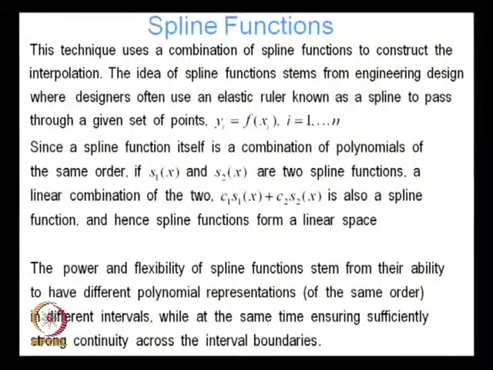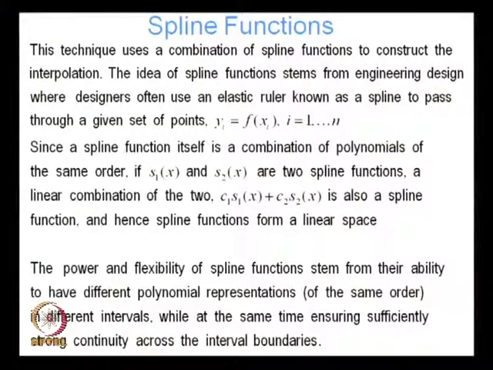And these basis functions are independent. So we have different cubic polynomials, different basis functions in different intervals. The only difference with the type of basis functions that we were considering earlier is that these basis functions have local support. So they are defined over small intervals, not over the entire domain, and the spline function is a combination of these polynomials. The power and flexibility of spline functions stem from their ability to have different polynomial representations in different intervals, so you can model a complicated function with a lot of variation using different functions in different intervals.